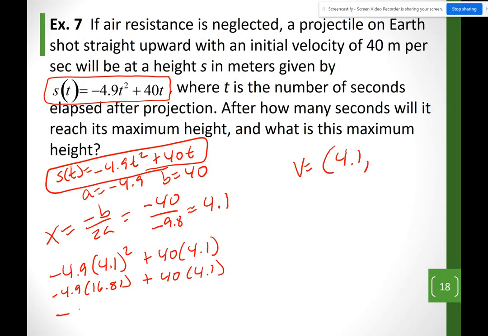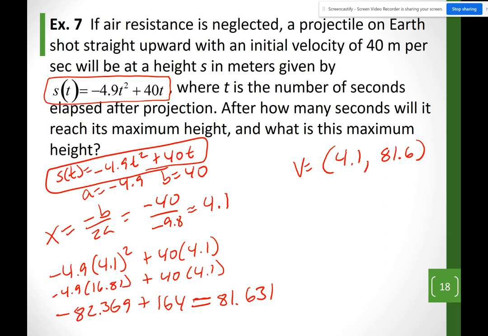I have this is negative 82.369. 40 times 4.1 gives me 164. This says is 81.631. All right, so I'm just going to say the y value is about 81.6. I'm going to round it to 81.6. So that's my vertex.